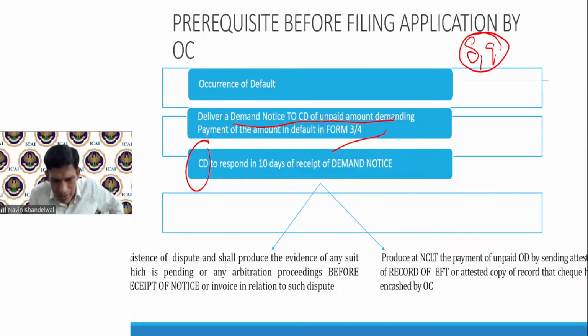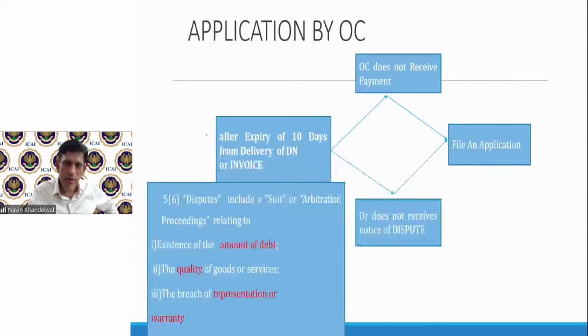So it's a warning. It's saying that, I'm sending a demand notice, you make a payment, and if you don't make a payment, probably I have to apply to NCLT under Section 9. And then the application comes. So if there is no such response from the CD, either making the payment or raising a point of dispute, not a dispute today, that dispute should have been in existence before.